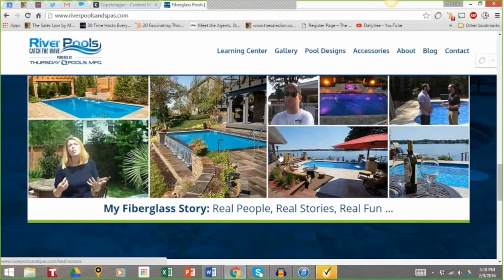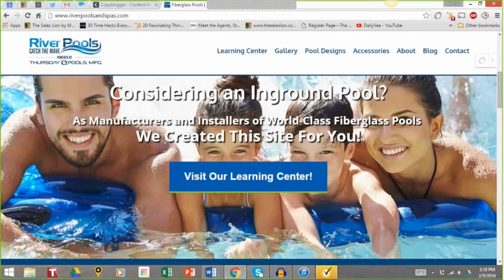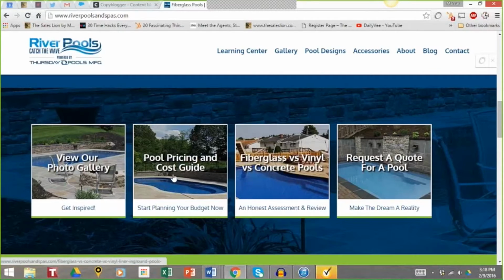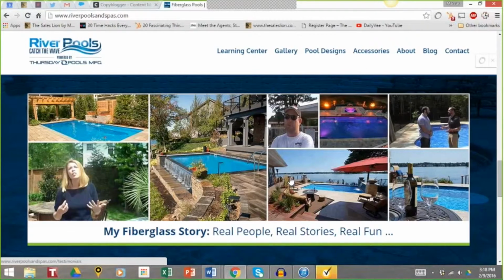Now, your home page shouldn't be too much. In this case, with River Pools, it's the education center after the headline. You've got the 4 main buckets after that first call to action. In our case, we have our pool shapes because that's a major in our industry. And then you have the social proof element where they can read what people are saying. Very cool, very powerful. Look at the way Copyblogger does it.